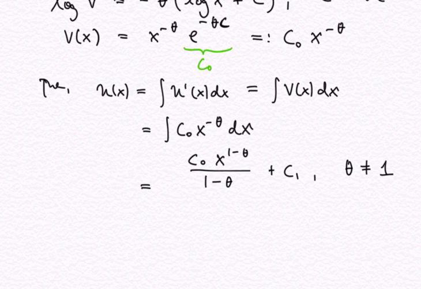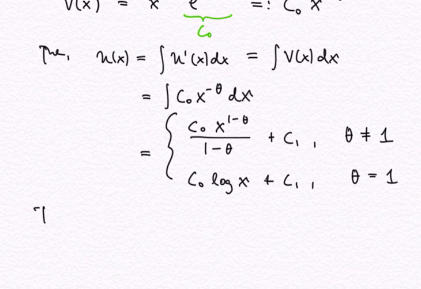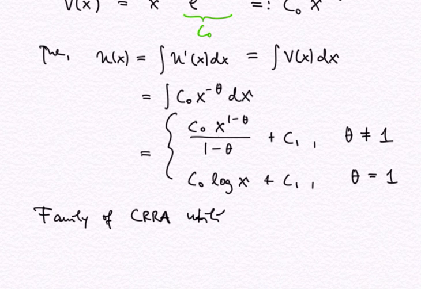And then if theta is equal to 1, I'm of course just evaluating the integral c0 outside times the integral of 1 over x, and that's just c0 times log of x. So in that case, I have log utility plus a different constant here. And this is in the case of theta equal to 1. So this is the family of CRRA, constant relative risk aversion utility functions. And we see that we can derive them as the solution to a differential equation that comes out of requiring that relative risk aversion, as expressed by this Arrow-Pratt measure, is constant. This gives us a separable first-order ordinary differential equation, which we can then solve to give us the specific functional form of the solution.